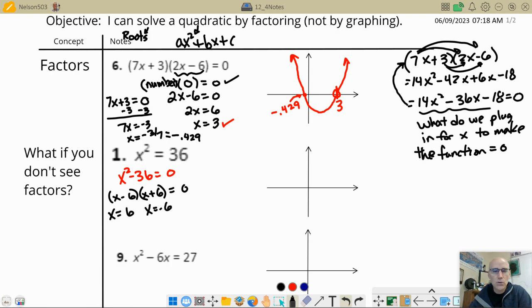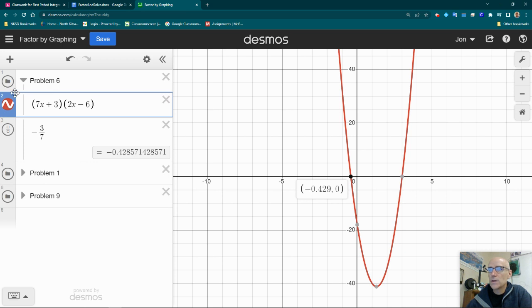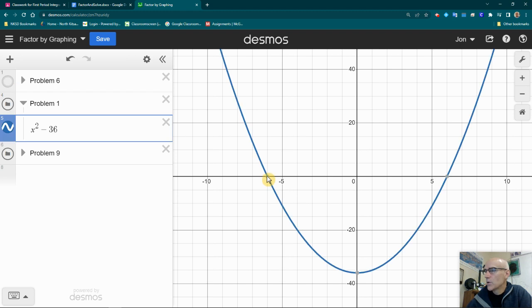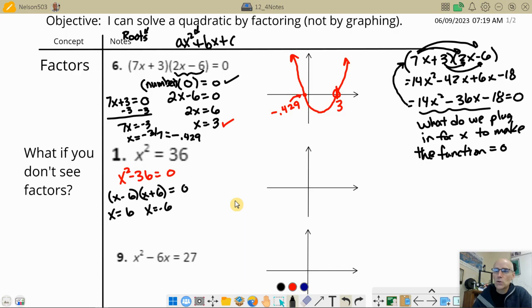Let's see if that's true. When I come back over here, I'm going to turn this guy off. Can I turn it off? Yeah, there we go. And then I open this guy up, turn it on. Does it go through negative 6 and positive 6? Sure does. So my two solutions are negative 6 and positive 6. Let's put a little graph down. Let's mark them. Negative 6, positive 6. If I stuck a 6 in here, 6 squared is 36. Negative 6 squared is 36.